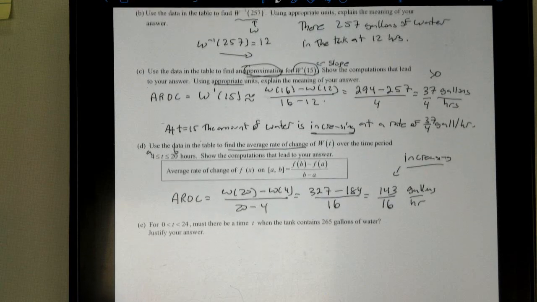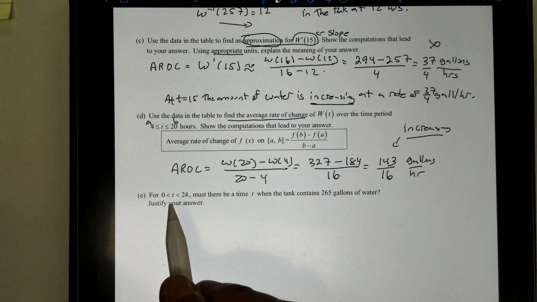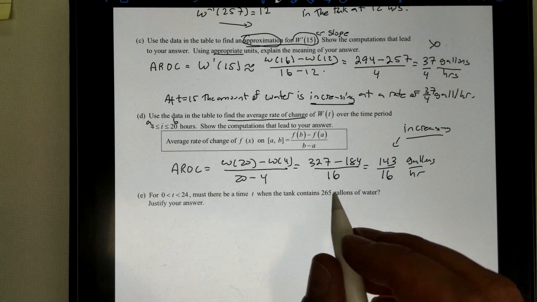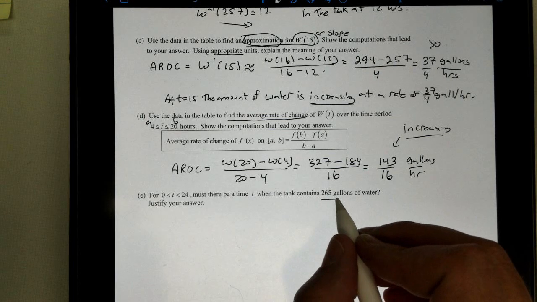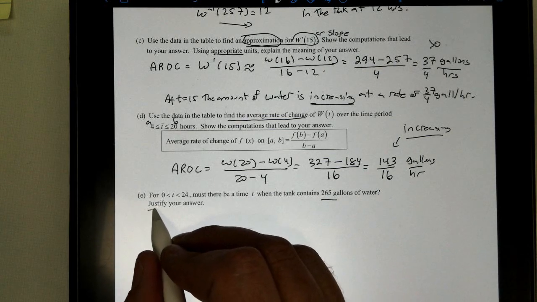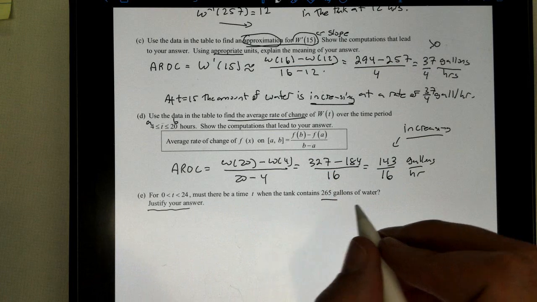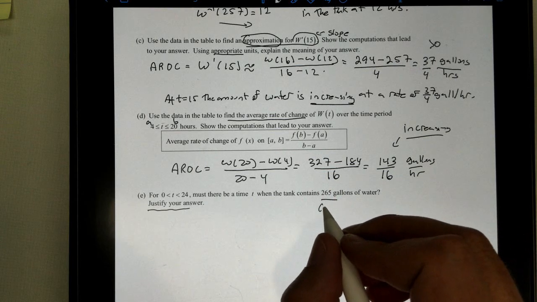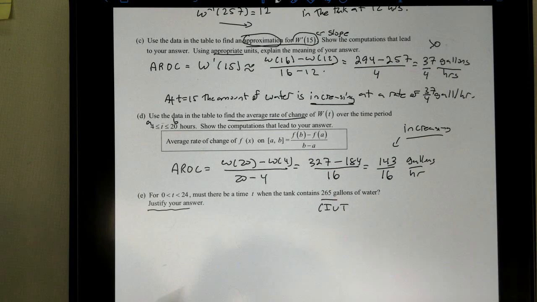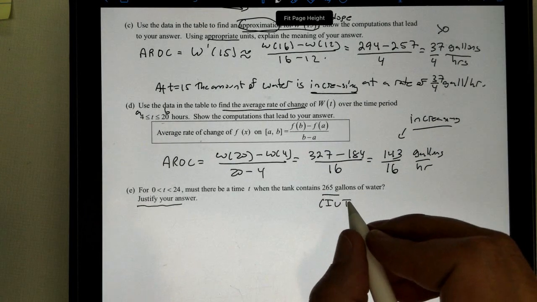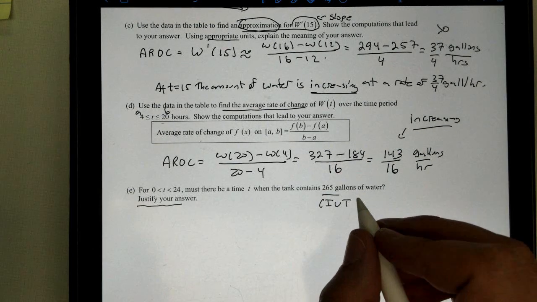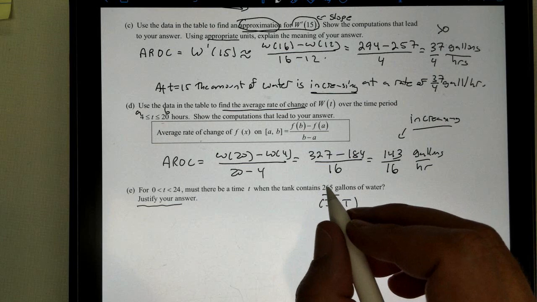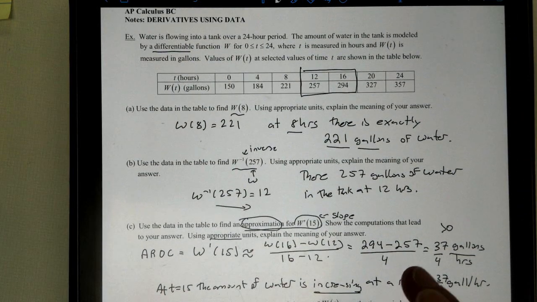All right, part E. Here it comes. Let's read it. Between 0 and 24, is there a time when the tank contains 256 gallons of water? Justify your answer. I don't know about you, but this sure does sound like IVT.